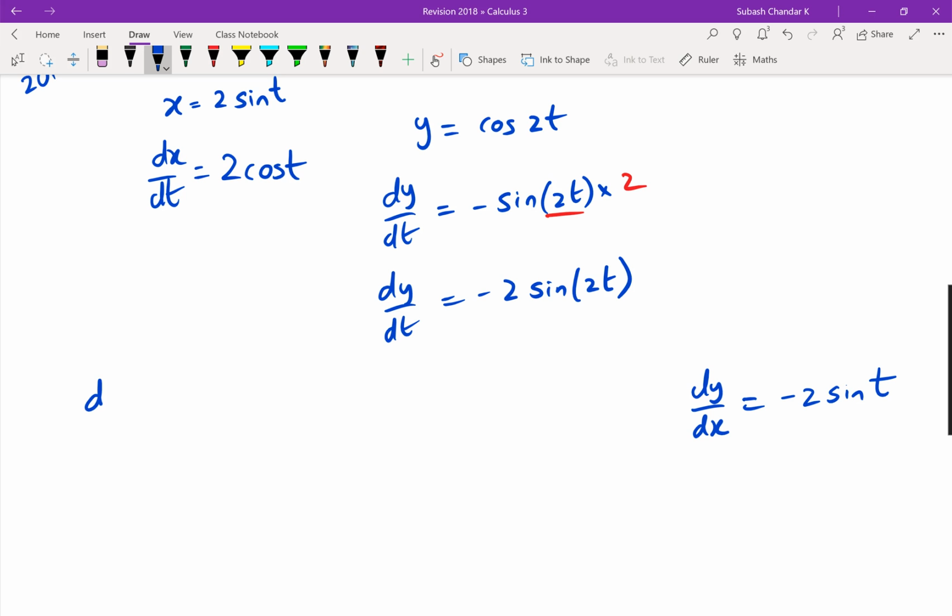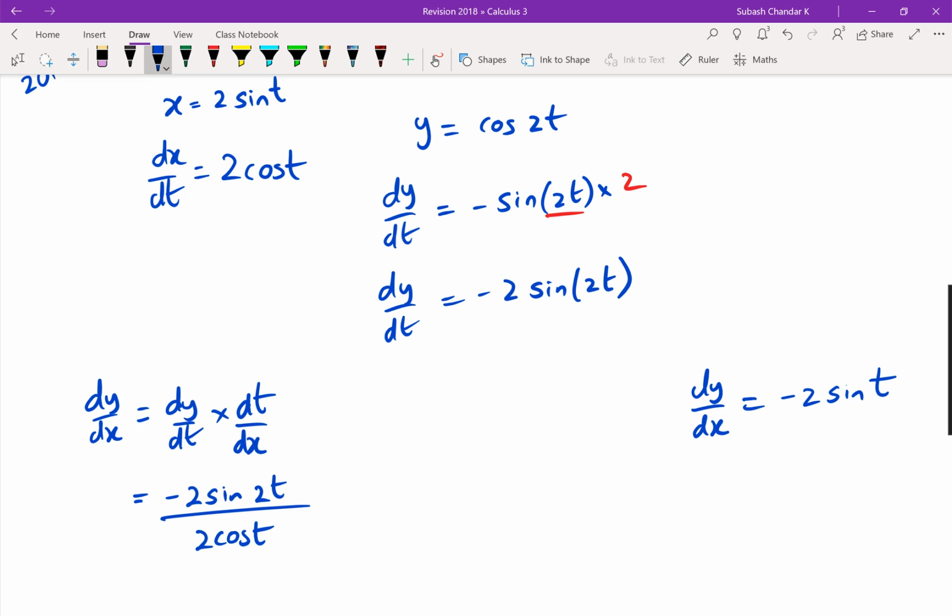Okay. So we also know dy/dx is dy/dt times dt/dx. So that can be written as -2 sine 2t divided by dx/dt, which is 2 cos t. Now let me ask you guys this question. How are we going to go from this to this? Double angle. Yeah, double angle. Because what you want to get rid of is this sine 2t. You have to get rid of that because you don't actually have any of that in dy/dx.